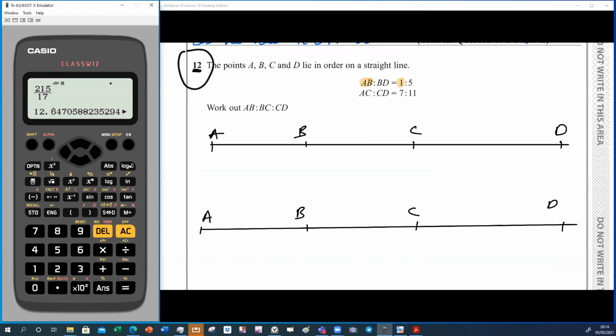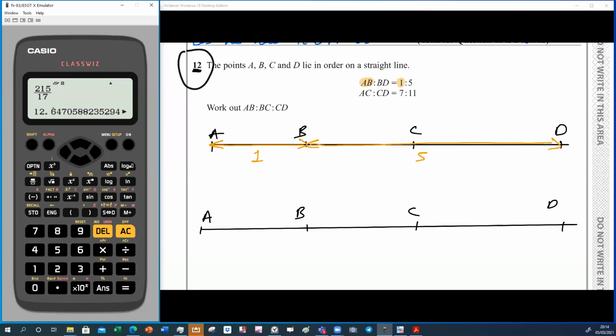It's 1. So let's write down 1. So this part from A to B is 1. Okay, what about B to D then? That's 5. So from there to there, 5. All of this is 5 and all of this is 1.